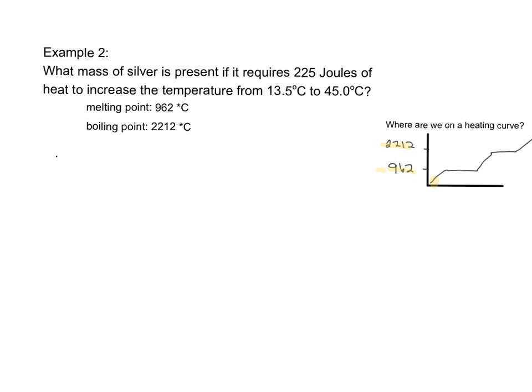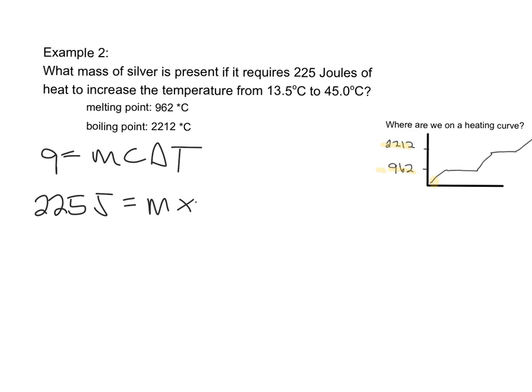So we know we need to use Q equals mc delta T. We're dealing with a temperature change here. And we're asked to find the mass of silver, so we actually have Q. We know that that's 225 joules. Is going to equal mass, or unknown, I'm just going to leave it as an m, times specific heat. Now here we need to find the specific heat of silver. So you're going to need to look that up.